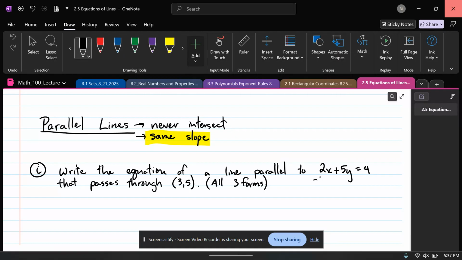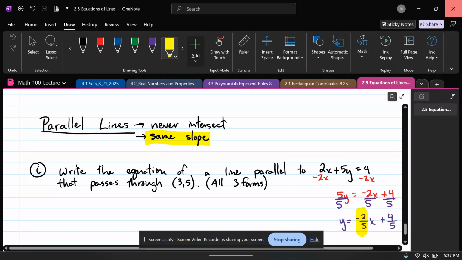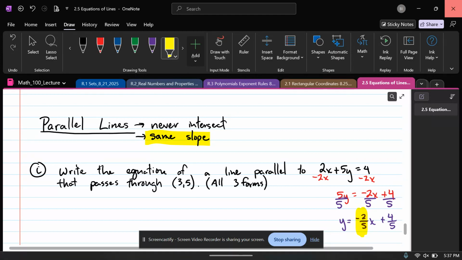So I'm going to subtract 2x. It's going to give me 5y equals negative 2x plus 4. And then the last step to get the slope would be to get rid of that 5. So I'm going to divide by 5. And y is equal to negative 2/5 x plus 4/5. What is the only part of that problem that I care anything about? The negative 2/5. That is the only part I want. The rest of it can kick rocks because I don't need it. So I've got the slope of my new line.